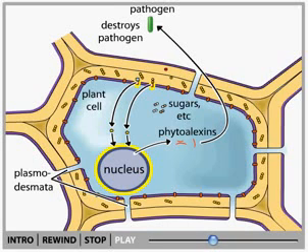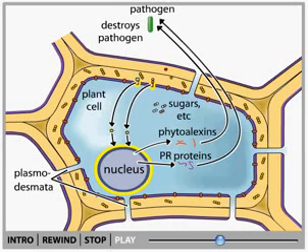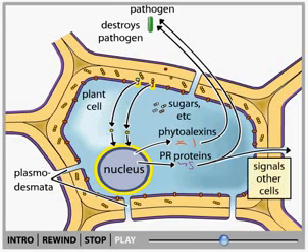Some of the genes that are expressed code for proteins called pathogenesis-related, or PR, proteins. Some PR proteins kill bacteria or fungi by breaking down their cell walls. Others may travel through intercellular passageways called plasmodesmata and serve as alarm signals to neighboring uninfected cells.